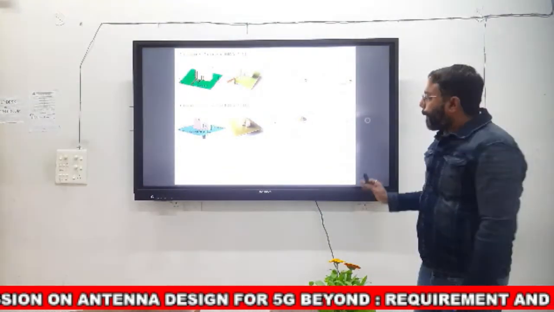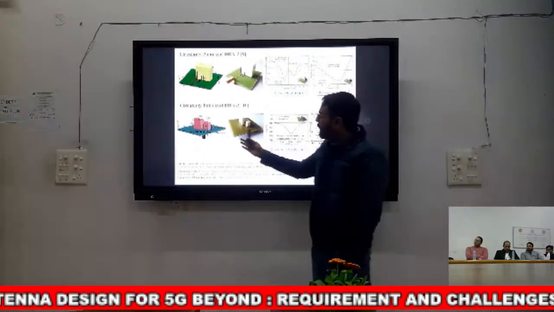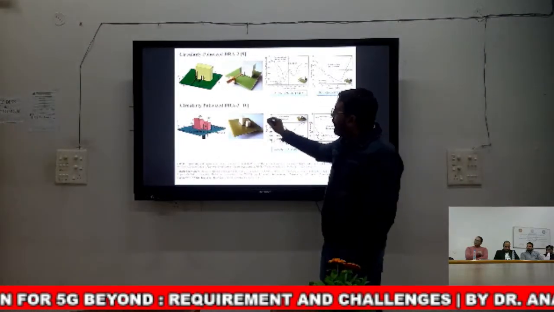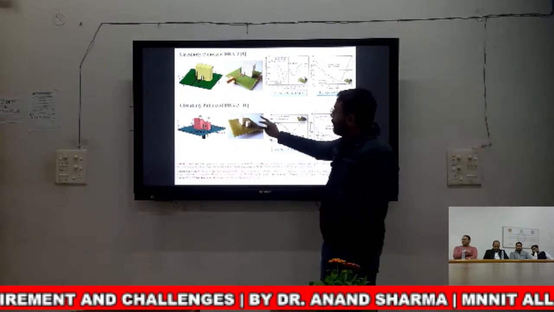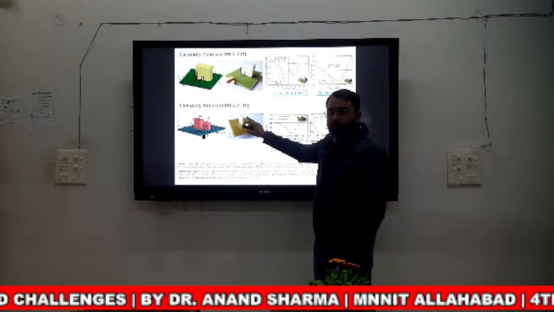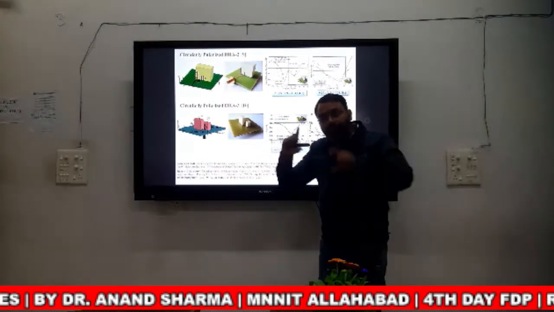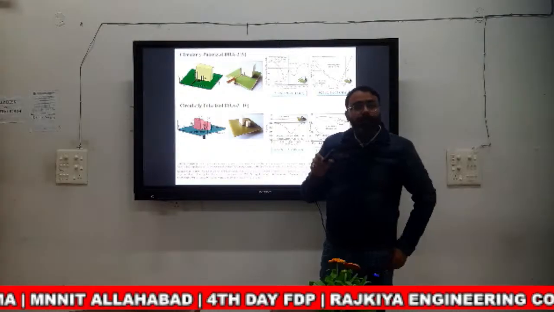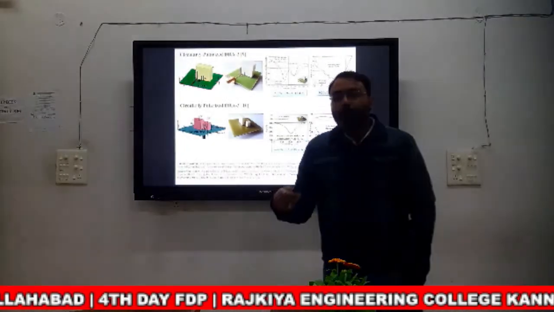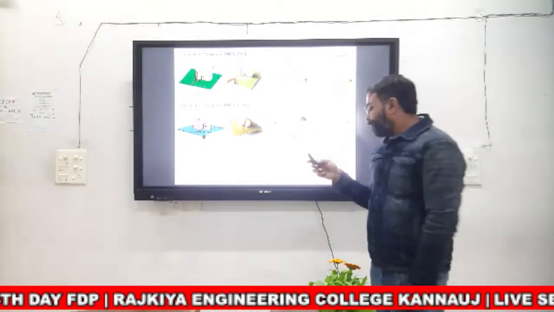Okay. Similar type of case occurs here, where we are using two conformal strips of different length. Here we are using two DRAs, two ceramic materials of different length, and shifted so that we got two different field lines. Okay.